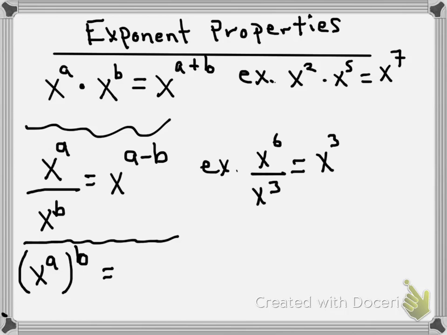The next example is when we have a power to a power. When we've got x to the a to the power of b, what we actually do this time is now we multiply the exponents. So we've got x to the a times b. As an example, if we have x to the 4 to the power of 3, we get x to the power of 12.